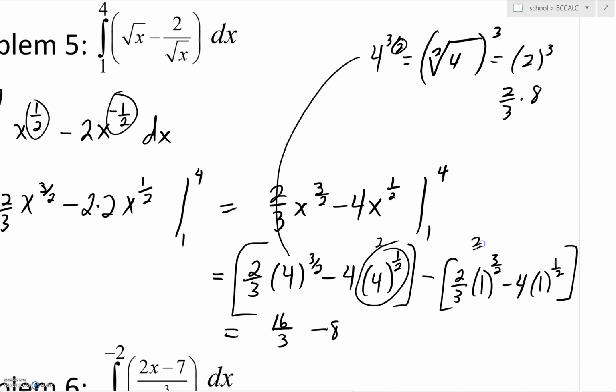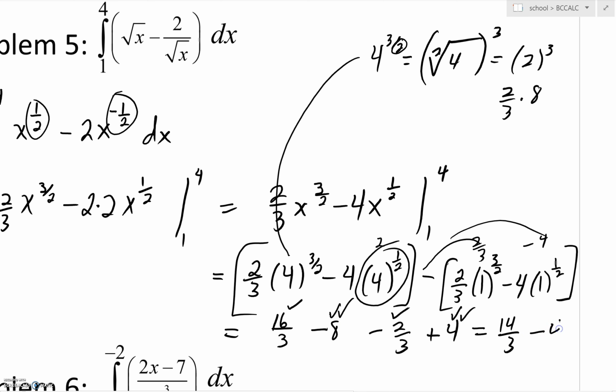Here you're just going to have 2/3 and a minus 4, and you can distribute that negative, and you'd get negative 2/3, and a negative would turn into a plus. So you can see what I just did there. Let's combine the 16/3 and the minus 2/3. That's going to be 14/3. And negative 8 plus a 4 is going to get you negative 4.